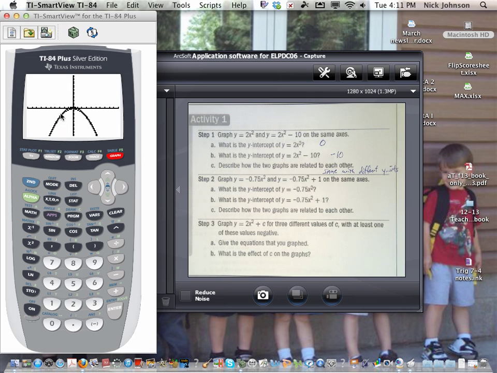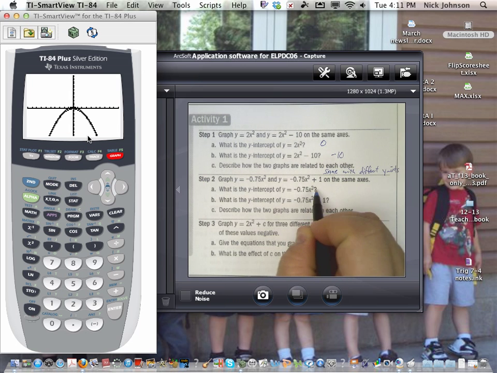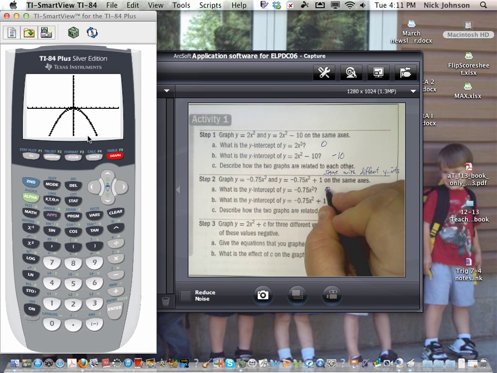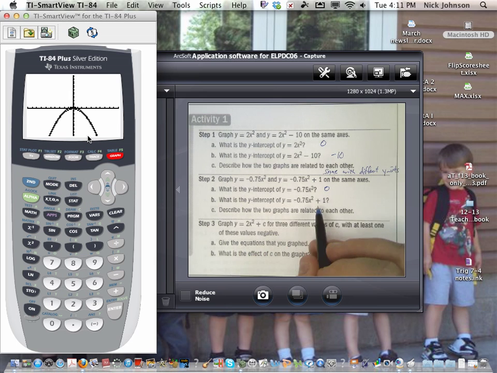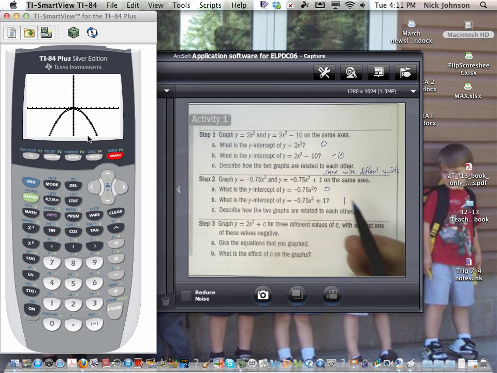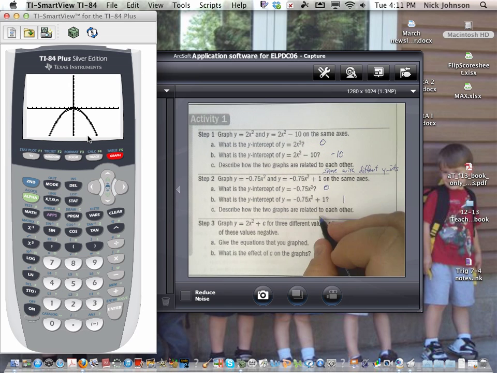But as you can see, there's the first one that went through (0, 0). The second one actually goes through (0, 1). Okay, it's actually one step higher. So my y-intercept for this, because there is nothing, is 0. My y-intercept for this is 1.